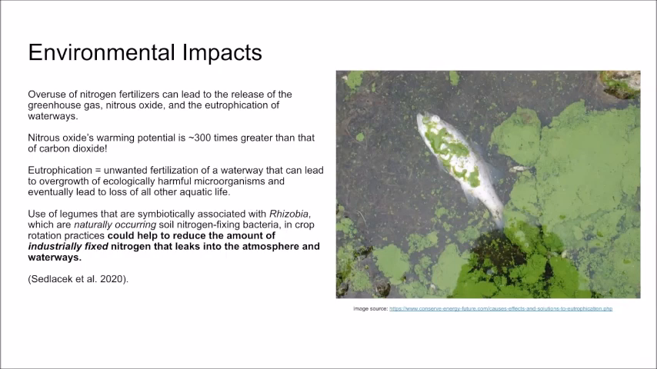The use of legumes that are symbiotically associated with rhizobia, which are naturally occurring soil nitrogen-fixing bacteria, in crop rotation practices may help reduce the amount of industrially fixed nitrogen that is used, and that leads to loss of nitrogen to our atmosphere and waterways.